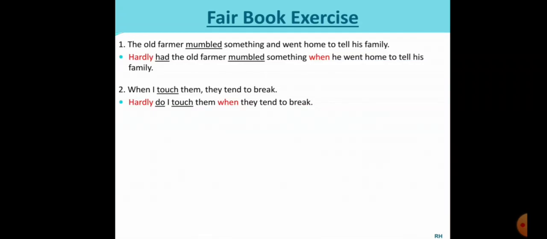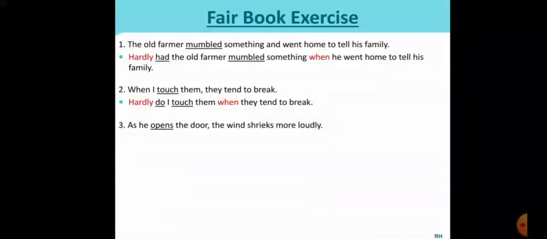Understood, students? We took one example of both. So I think now you will be able to do it better. Let's look at the next sentence.